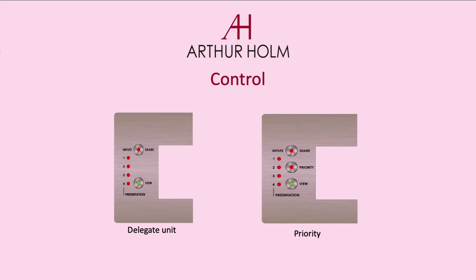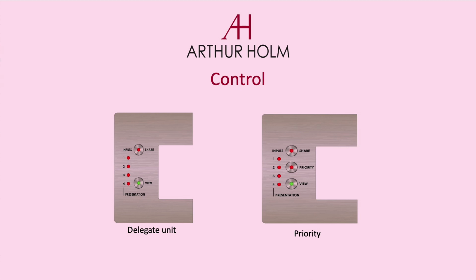So if we look at the delegate, we will have the button called view. And the view, if you're pressing that one, you'll toggle between the 4 lights, which is indicating the 4 inputs that can be available. If there's no signal on the input, you'll jump that automatically, so you're not wasting any time or getting a black screen. When you have chosen the signal you want, you press the share button and everybody will get it.